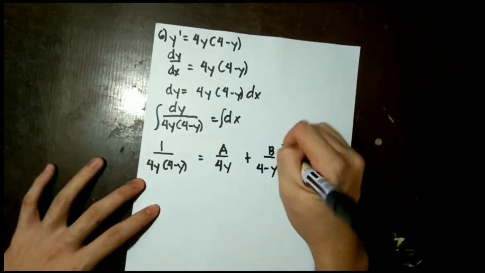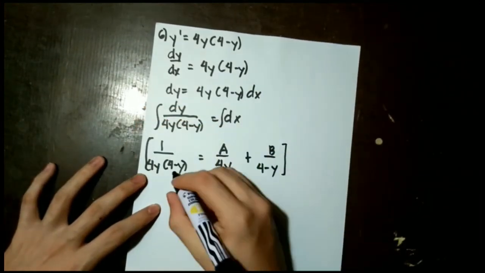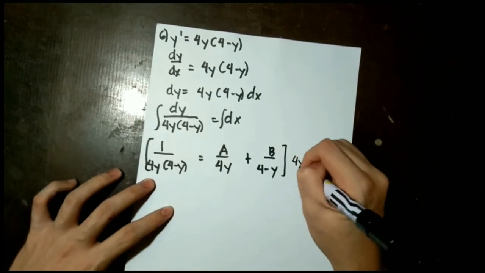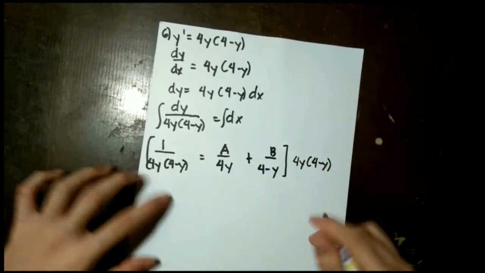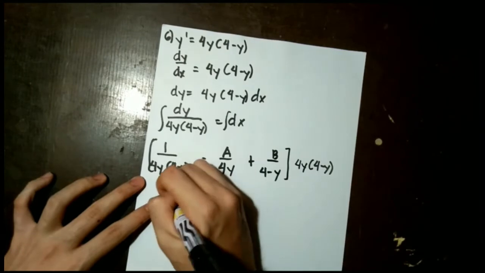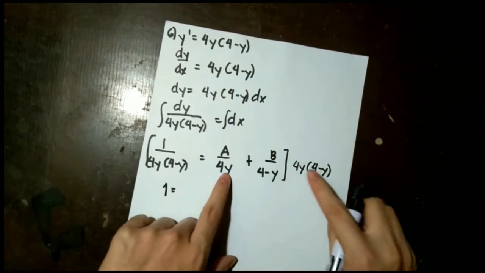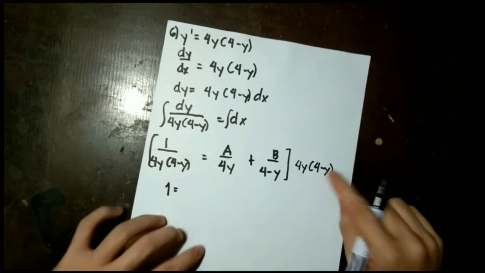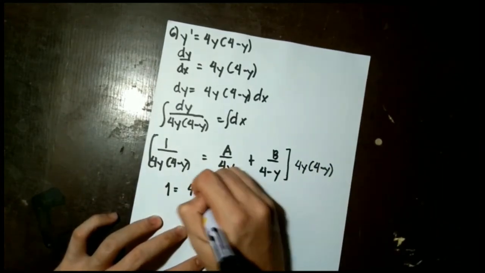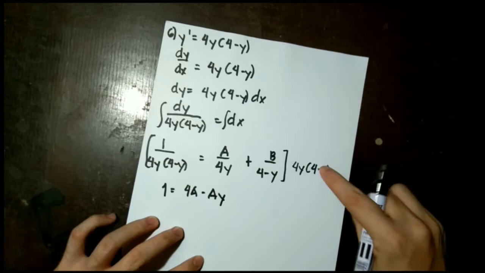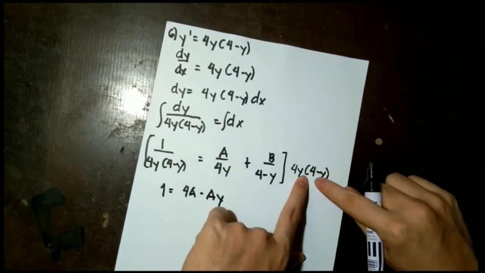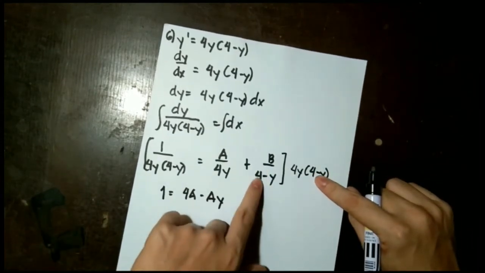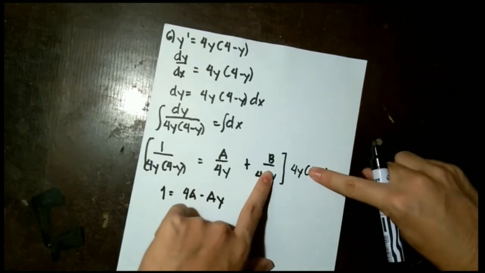So we multiply this equation by the denominator of the left side, 4y times 4 minus y. So what remains is just the numerator, which is 1. Here, multiplying 4y times 4 minus y leaves 4 minus y times a, which is 4a minus ay. Then multiplying 4y times 4 minus y with b over 4 minus y leaves 4y, so 4by.